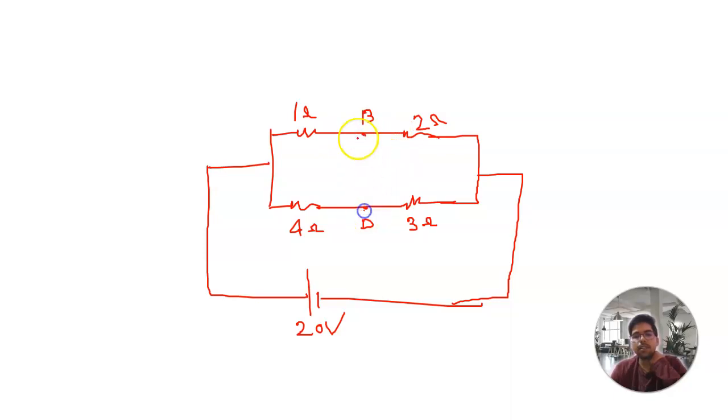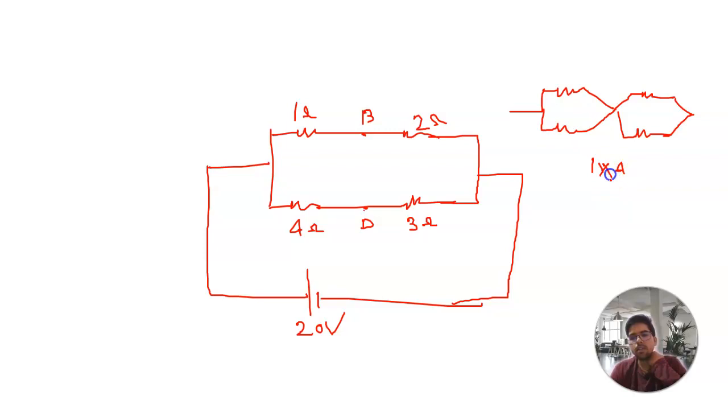Both B and D are in this form. Can you see? This is 1 ohm, and again this is like this. Clear? Now the picture is more clear. This 1 ohm and 4 ohm are in parallel, and 2 ohm and 3 ohm are in parallel. Then tell me, 1 and 4 are in parallel.